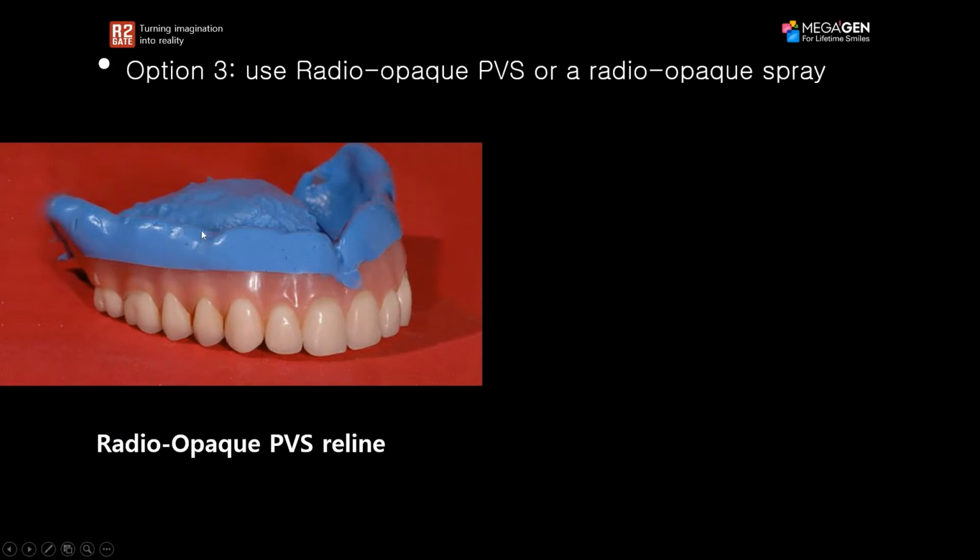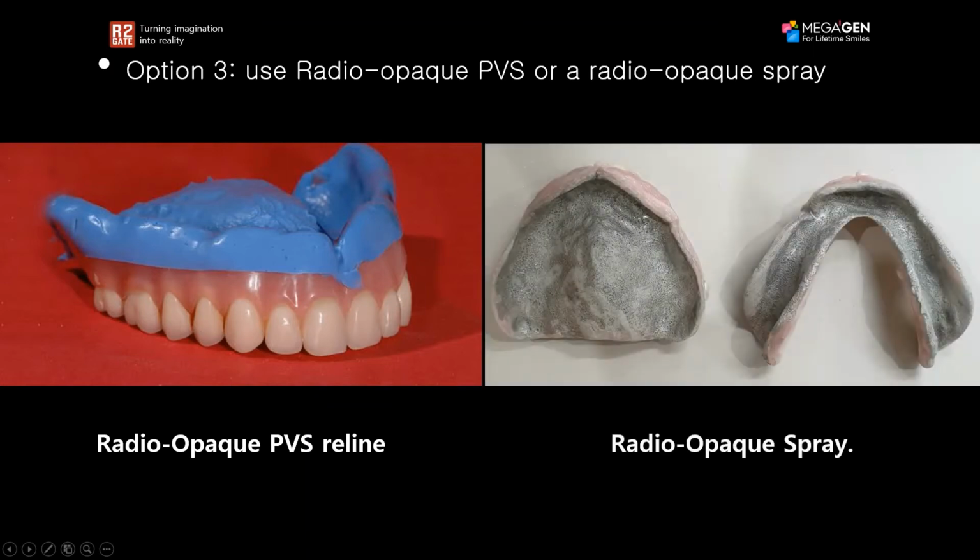So in some cases, if we're using a type of radiopaque PVS or a rubber-based impression material, what we could do is reline the patient's existing denture with polyvinyl siloxane. Or in some cases, if we have a radiopaque spray, like in this case, for instance, this is one of my cases, you could just simply spray inside the patient's denture, and through that, you'll be able to identify the fitting surface.